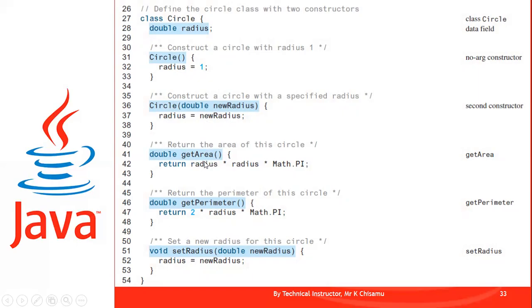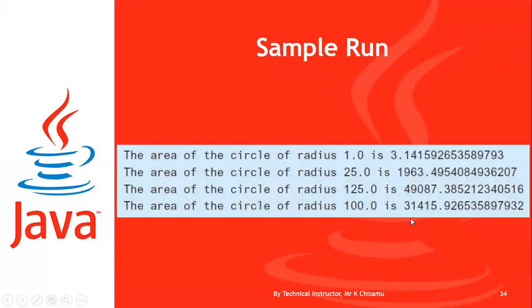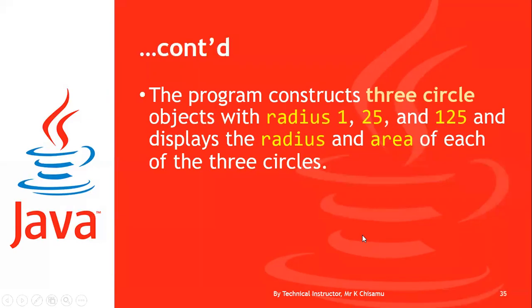This one gets the area, it calculates the area. I told you that to calculate the area, it's radius times pi. The answer will be returned. I think I have explained this, and that's how it works. So we continue, and this is the result. It will report that the area of the circle of radius 1 is that. Of radius 25, it's that. 125 is that. Radius 100 is that. I hope it's clear. Okay, moving on.